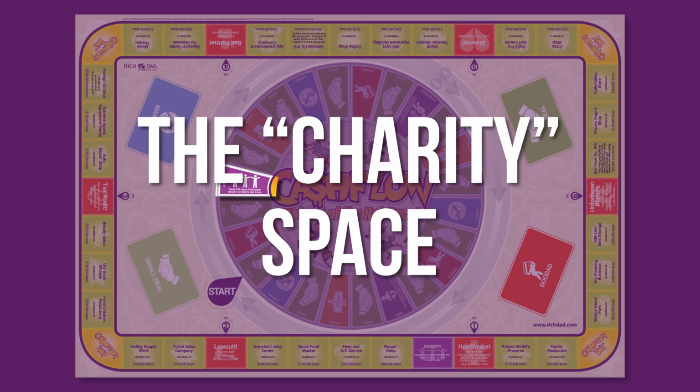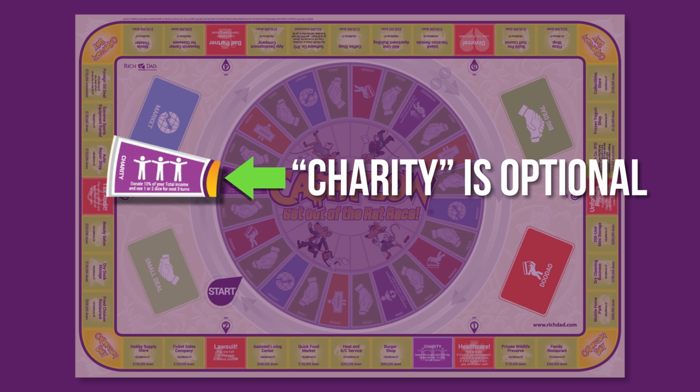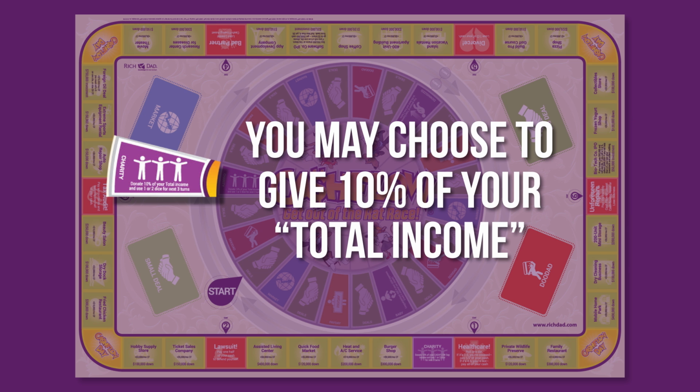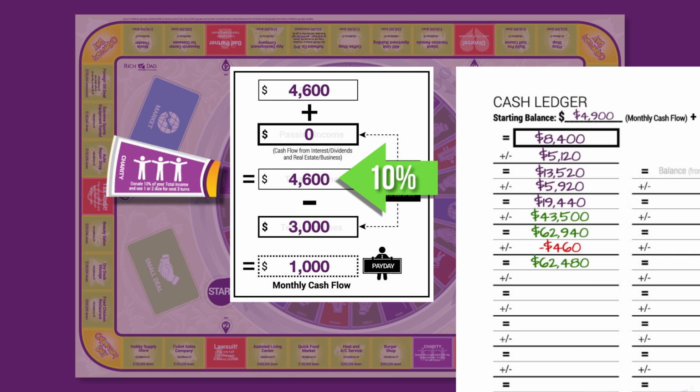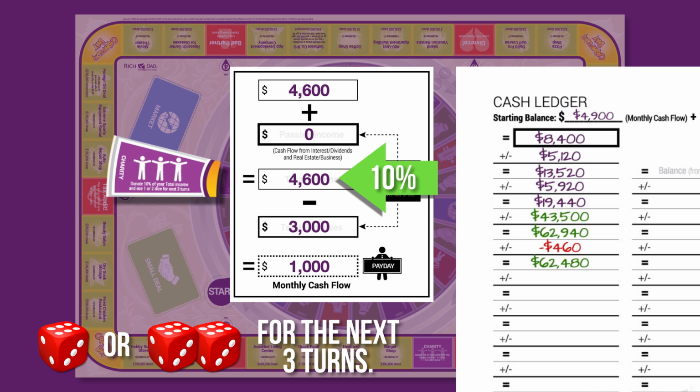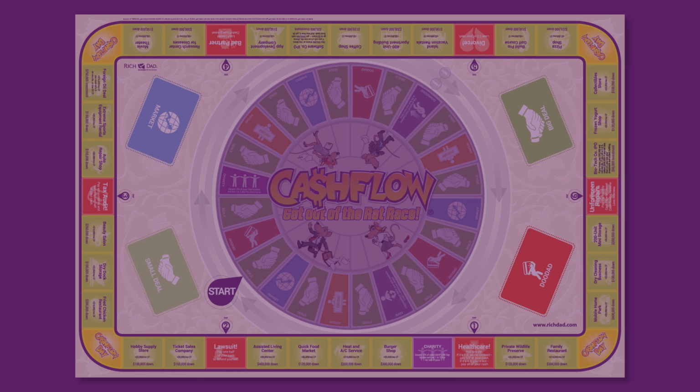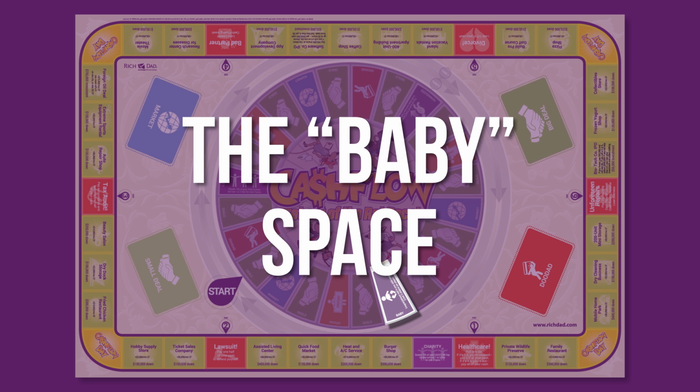The charity space. Charity is optional. Upon landing on charity, you may choose to give 10% of your total income to charity. Be sure to adjust your cash ledger accordingly in exchange for the optional use of 1 or 2 dice on your next 3 turns.